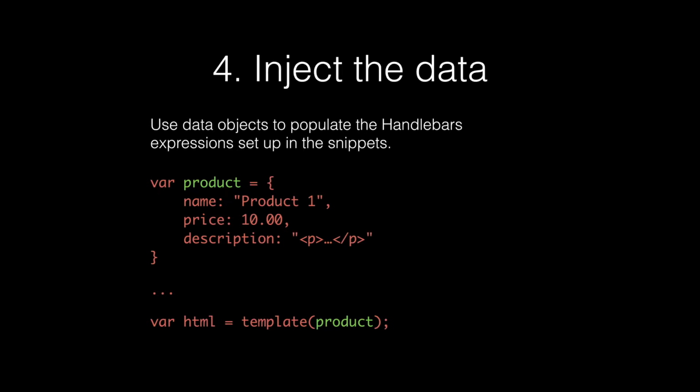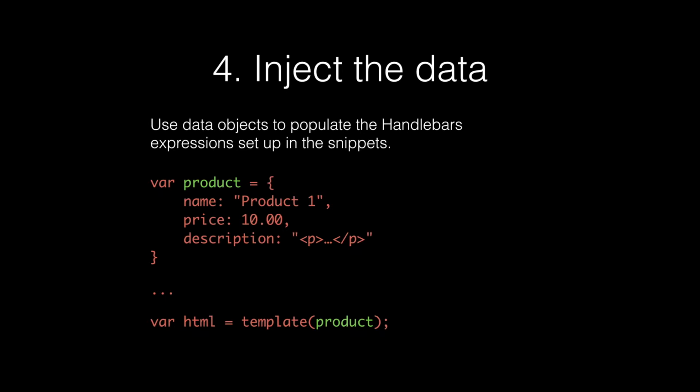So the very last step here is that we need to actually inject the data into the template. So we had imagined the data in step 1. We had then set up our snippet in step 2. In step 3, we deal with precompiling that template, either because we've placed it in the file in a script tag and we've selected it, precompiled it, or because we've placed it in an external file and loaded that using AJAX and then precompiled it. And now step 4, remember we have that data stored in product. We can now inject product into the template that we had prepared. So we're going to use the data objects that we've loaded or whatnot to populate the handlebars expressions set up in the snippets.